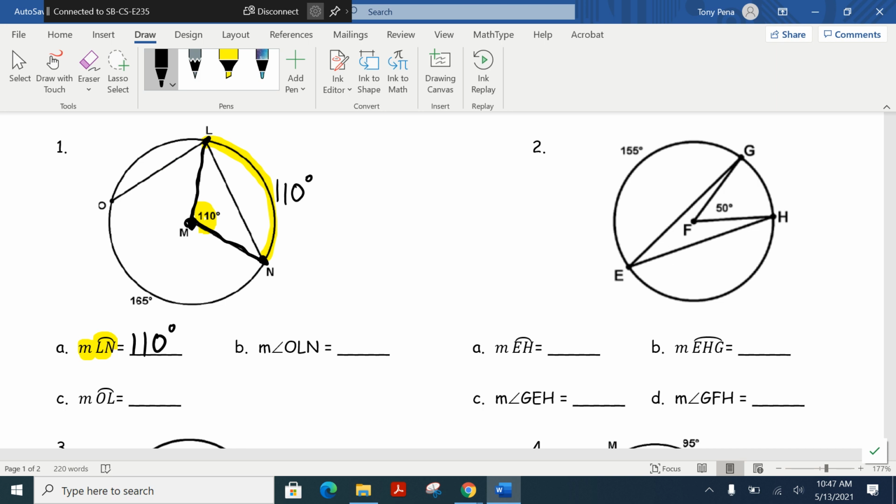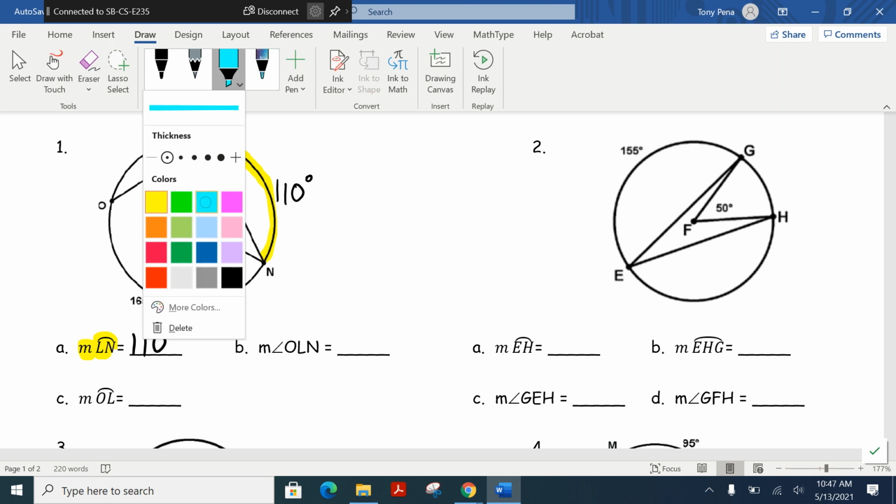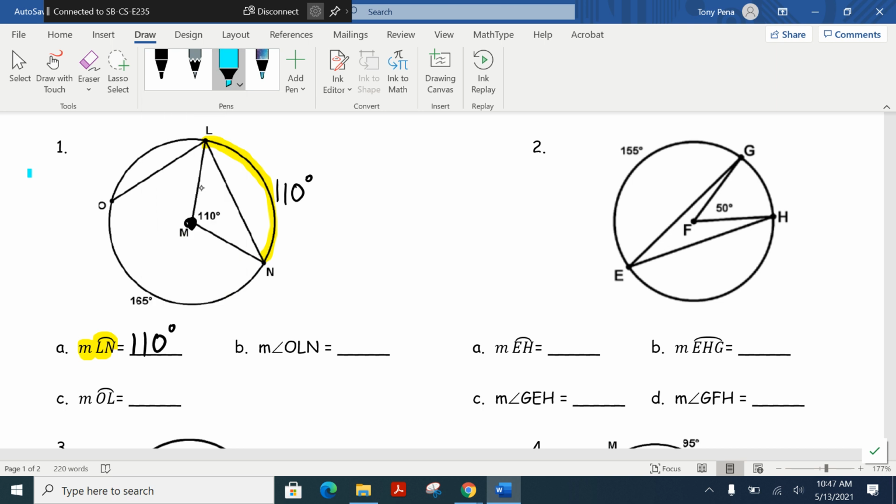Letter B. I then want you to find the measure of angle OLN. This was our second rule from yesterday. So find angle OLN. I change colors. O to L to N is then this angle right here, this blue angle. Notice what creates that blue angle. It is this chord here, and then this chord here. That's what creates this blue angle. Notice how those also intersect the circle here and then here, creating an arc as well. So it creates an angle and it creates an arc along the circle.